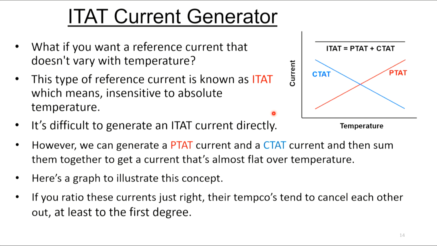So here's a graph over here that shows how that kind of works. If you have a PTAT current, that means it's increasing with temperature, a CTAT that's decreasing, and if you come up with a circuit that adds those two together, you might be able to get a current that's fairly flat over temperature, and that would be ITAT, or insensitive to absolute temperature, at least to the first degree. These things are never perfect.